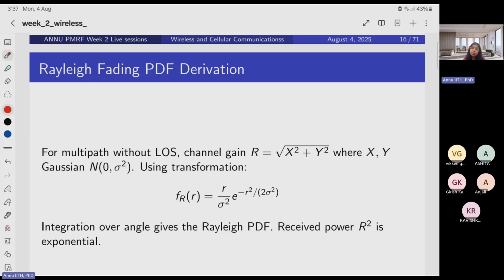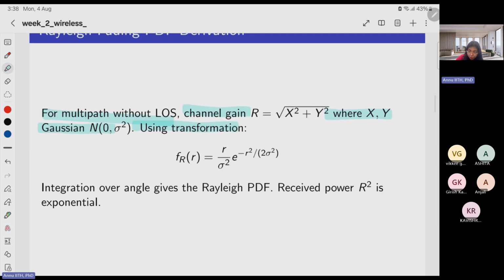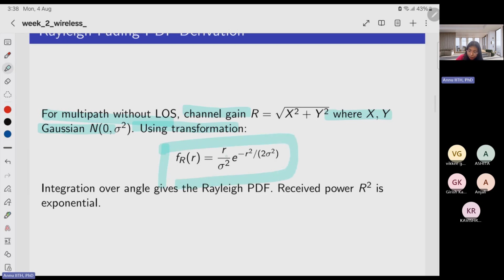Okay. Now we have seen different types of fading techniques. Fast fading is through multipath, whereas slow fading is through shadowing. Within multipath fading there are different types of fading techniques. First is Rayleigh fading. If we have non-line of sight, that is multipath without line of sight, the channel gain is given by root over x square plus y square, where x and y are Gaussian. Using the transformation of random variables, you get f of r equals r divided by sigma square.